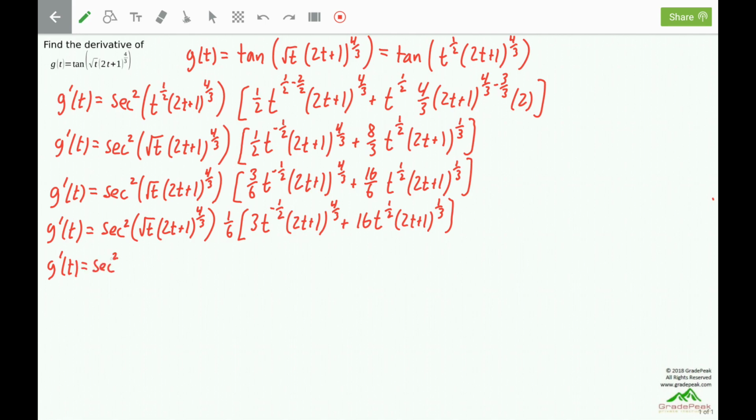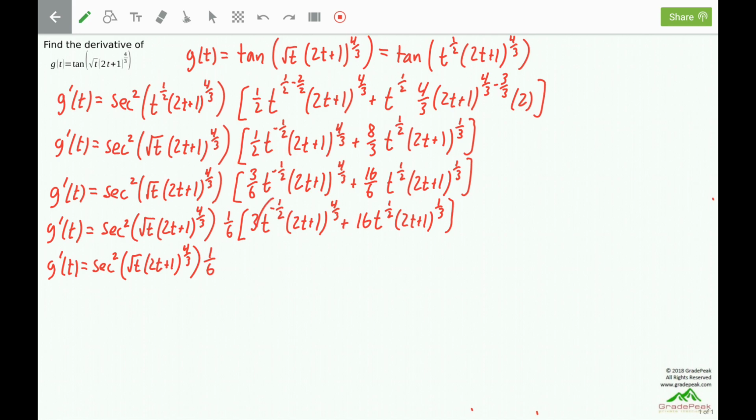So I'll just rewrite secant squared. We'll just be rewriting that every time. This comes along with the answer. We have a 1/6 that's already factored out. We're going to be able to factor out now a power of t.